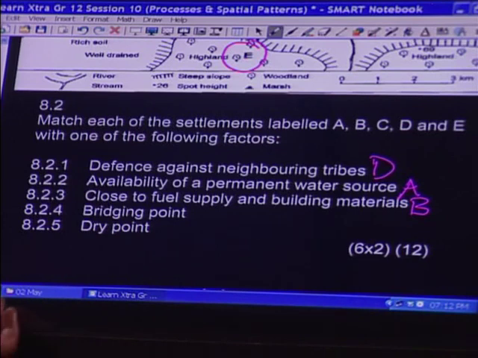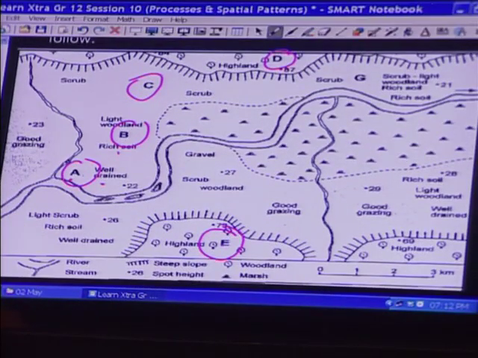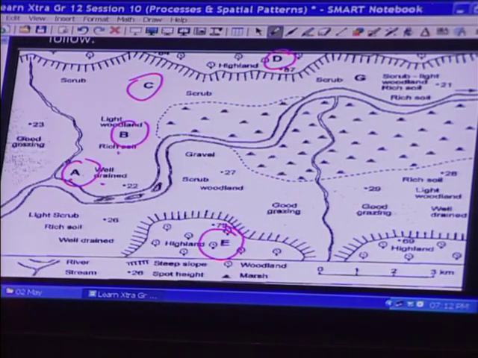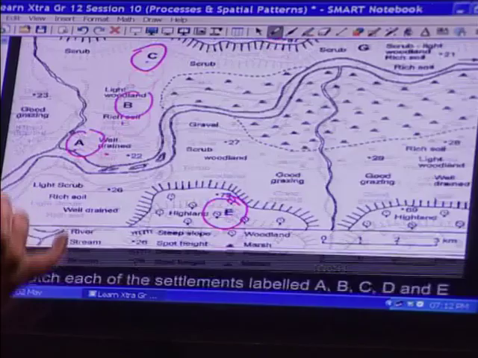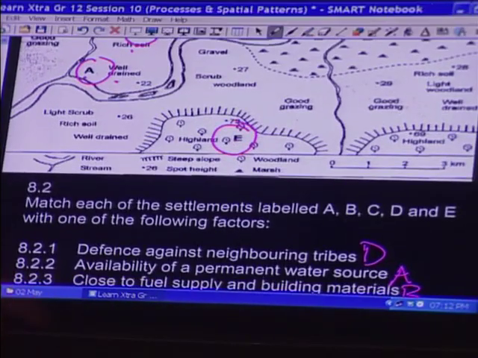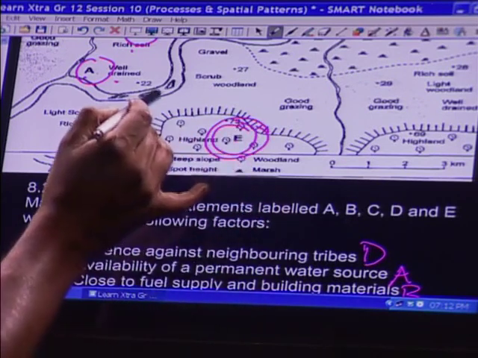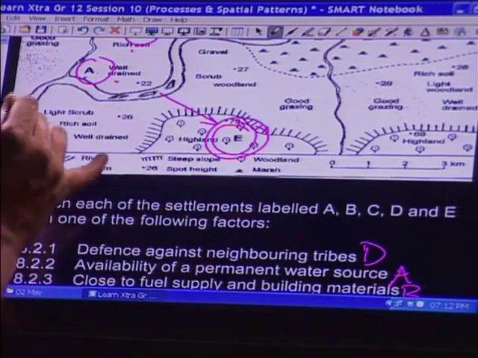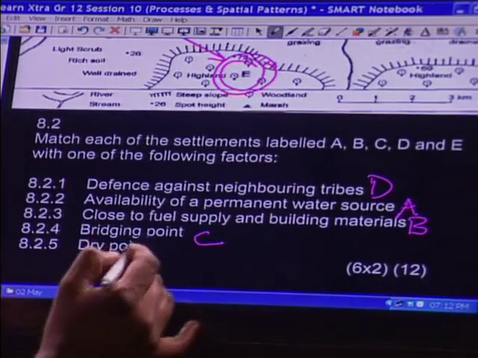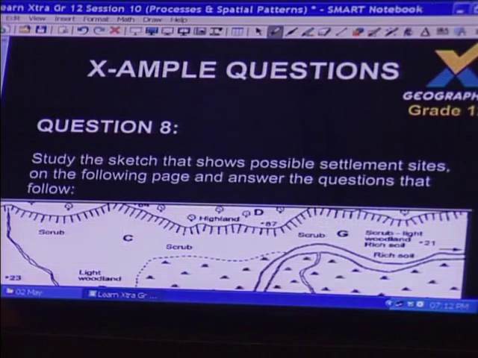A bridging point. A bridging point would be the high-lying area close to a high-lying and a low-lying area. That would be settlement C. Remember dry point, where water serves as a threat. Therefore, settlement E is located in relation to the river represented. Settlement E represents your dry point settlement. Moving on to the next question.